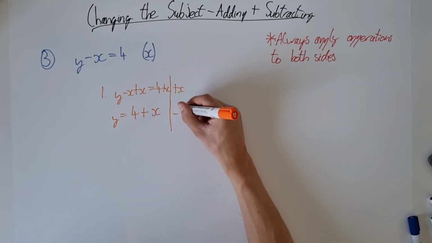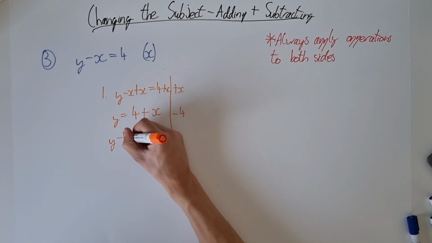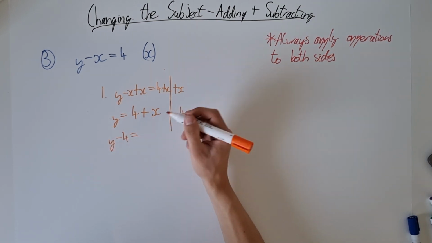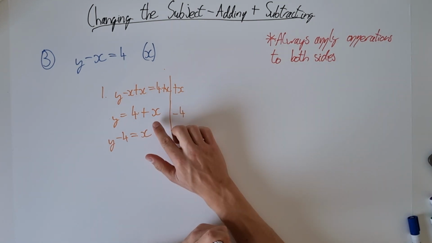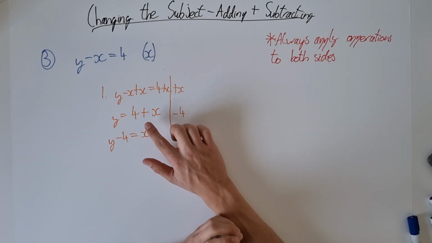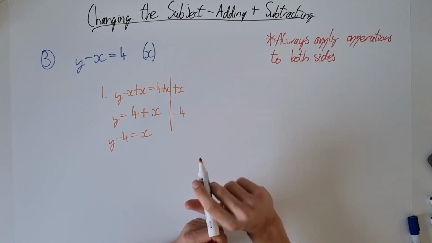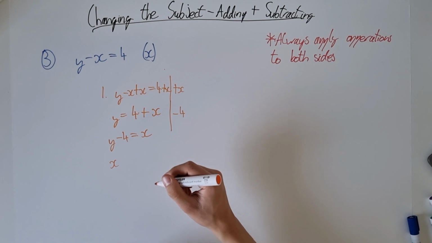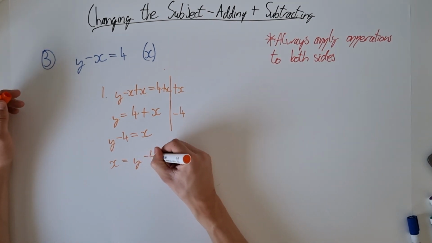So now we're going to minus 4 to give us y minus 4 is equal to x. And again, if you want to imagine doing minus 4 on the right-hand side, that's going to be 4 minus 4, giving you 0. So it would just be x is equal to y minus 4. And for good form, we like to write the subject of the formula on the left. So that would be x is equal to y minus 4.